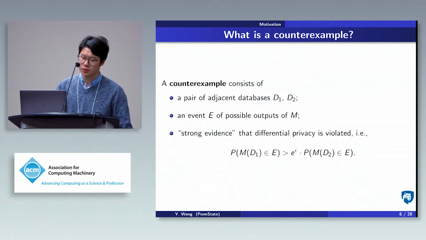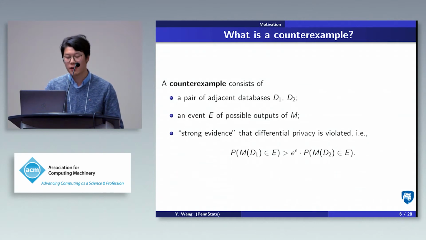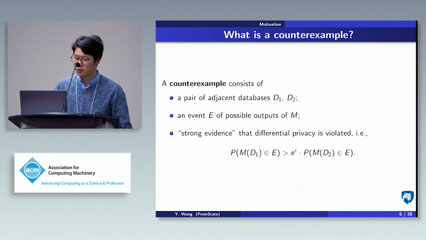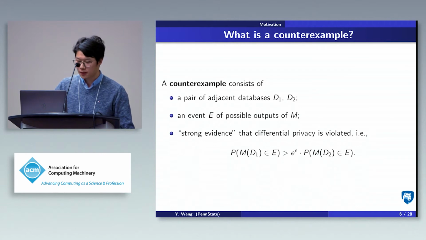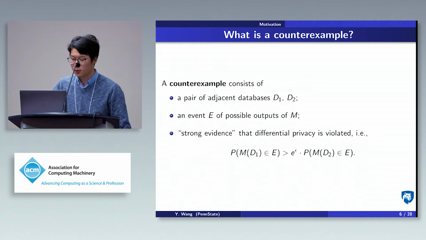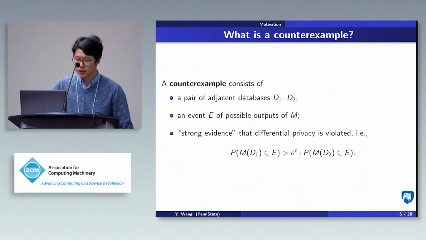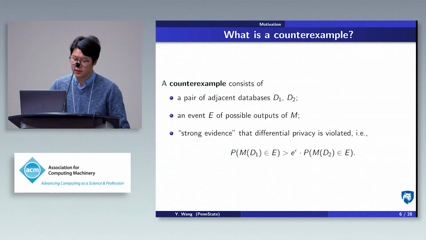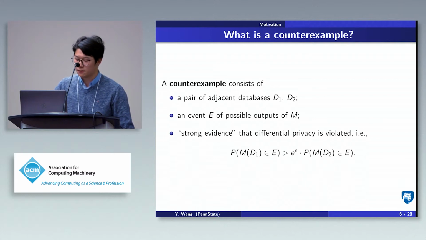As I've said, our tool is able to provide counterexamples when an algorithm fails our test. A very important question must first be answered. What constitutes a good counterexample? We define a counterexample of our tool by two components. The first one is a pair of adjacent databases, as in the definition of differential privacy. The second is an event of possible outputs of the algorithm. A counterexample is valid if there exists strong evidence that differential privacy is violated. That is, the formal formula doesn't hold with this particular counterexample.